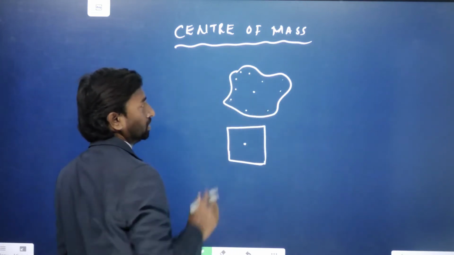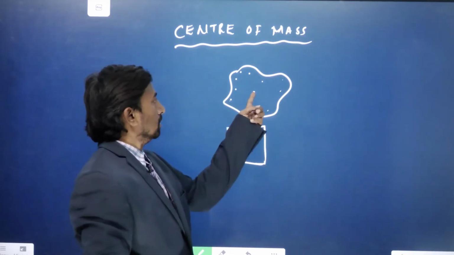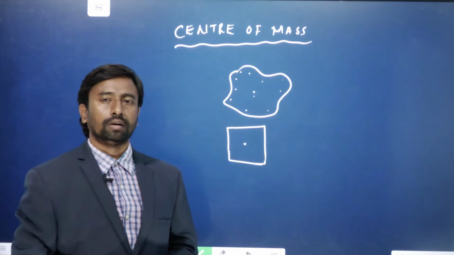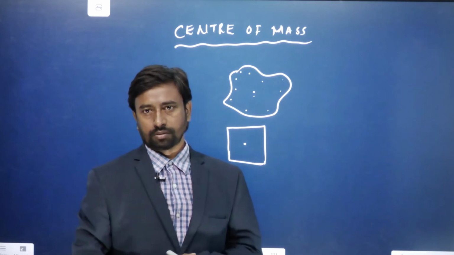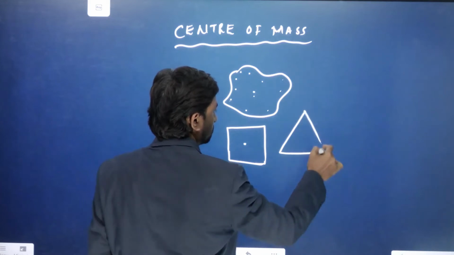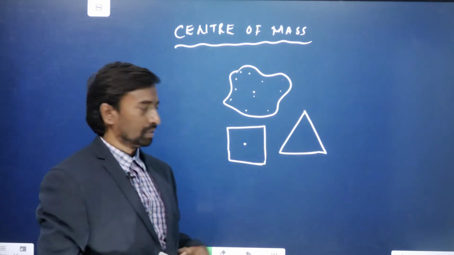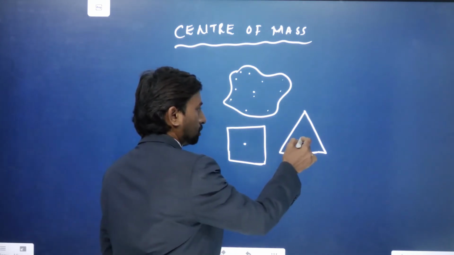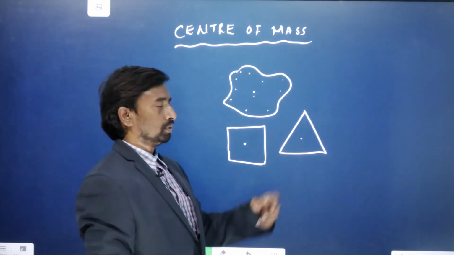For irregular shaped bodies, the center of mass may be in between the mass, based on the distribution of mass. The position of the center of mass depends on how the mass has been distributed. If you take a triangular shaped body, where the mass is concentrated at the edges, the sides of the triangle, then for this also the center of mass will be situated at the center of the object.